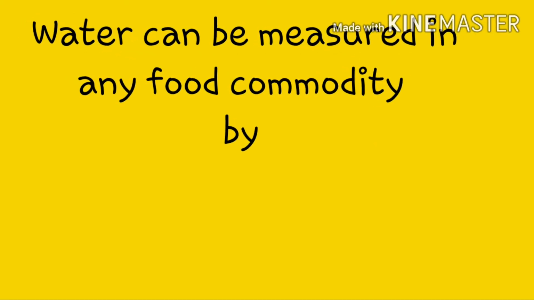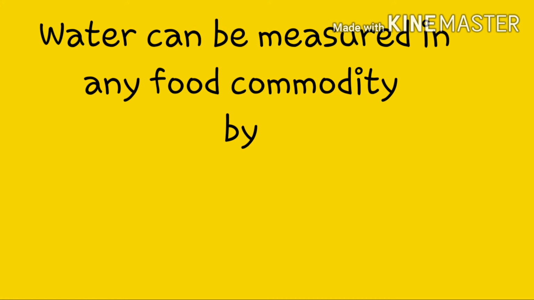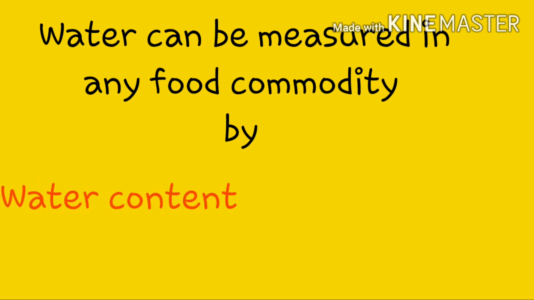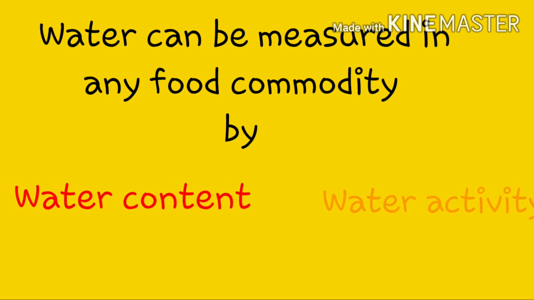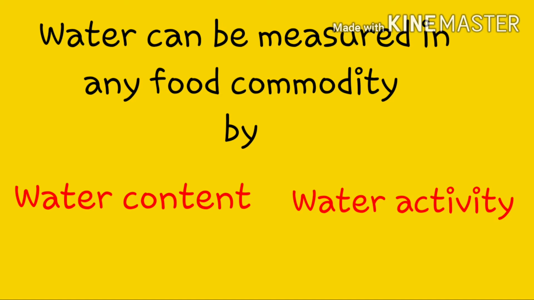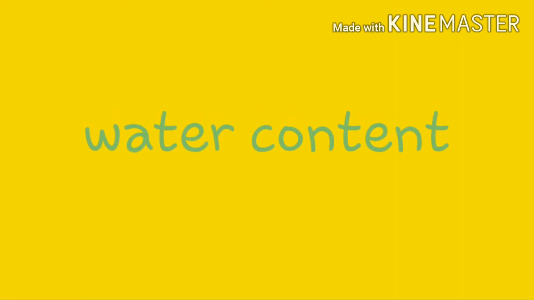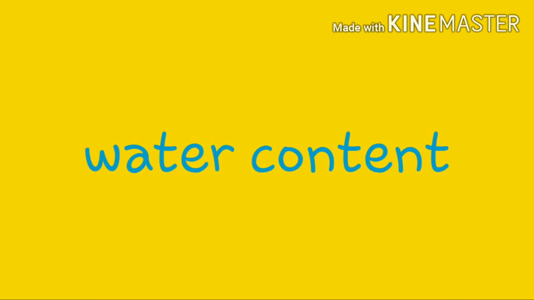Now, let's take a quick look at how the amount of water can be measured in any food commodity. There are two ways. One is by determining its water content or moisture content, and another is by determining its water activity. Coming on to water content or moisture content, about this mostly all of us know very well. So, long story short, in food processing industries it plays a very important role, such as when we have to monitor something or while labeling various food commodities.